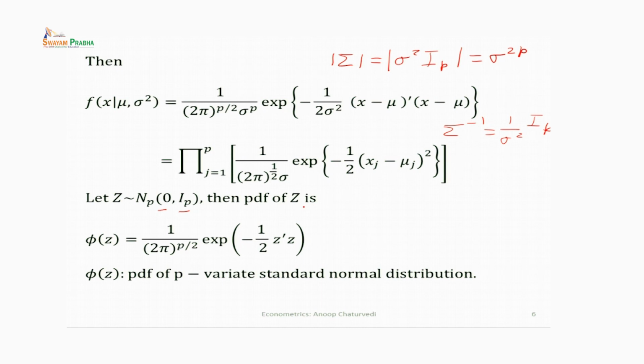Then PDF of z, say we denote it by phi(z), is equal to 1 upon (2 pi) to the power p by 2 e to the power minus half z transpose z. So, just like the univariate standard normal distribution, this phi(z) is the PDF of p-variate standard normal distribution. If z follows N_p(0, I_p), then we say that z is a standard normal random vector, or its probability density function is p-variate standard normal distribution.